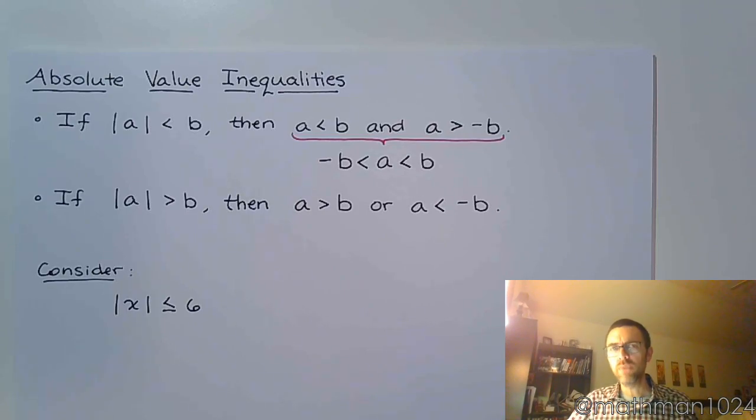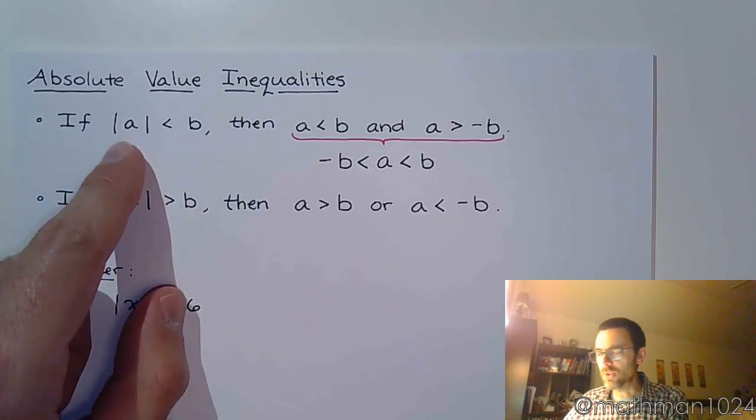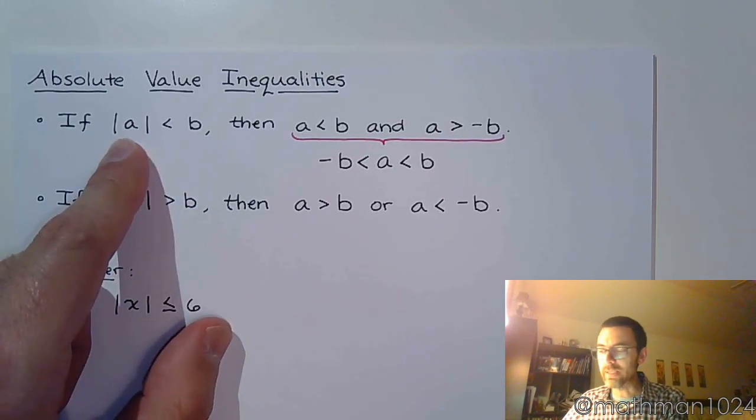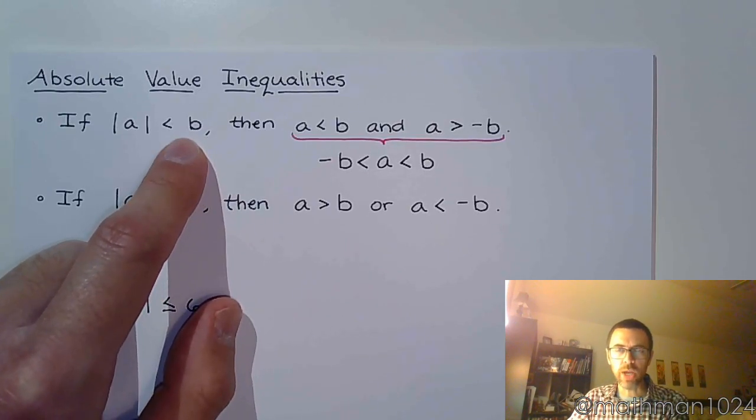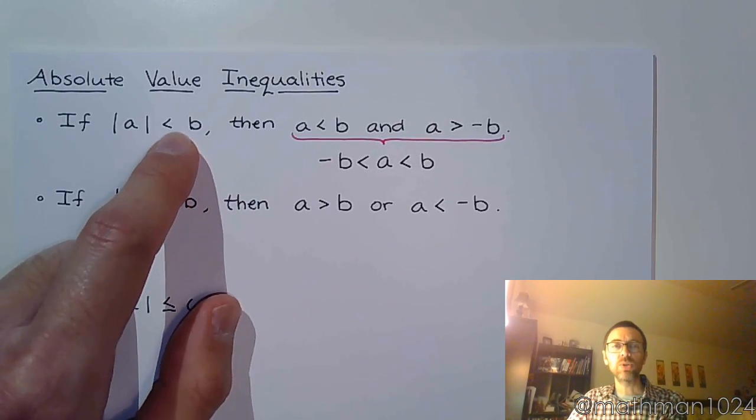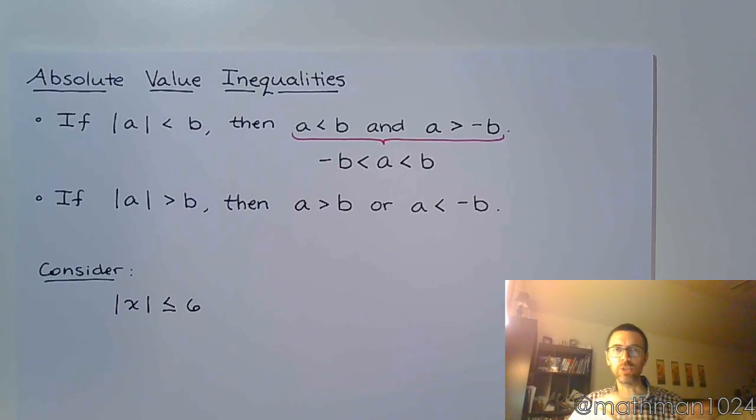Remember, the absolute value measures distance, okay? And so when it asks you for the absolute value or the distance to be less than something, this is creating a restriction, okay? It's creating boundaries. So it says that your distance has to be less than some kind of value.